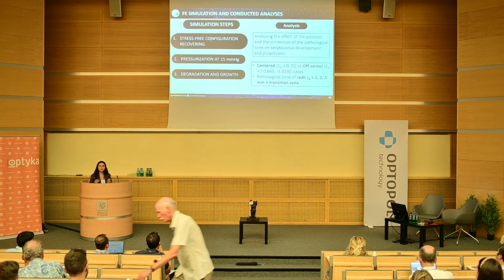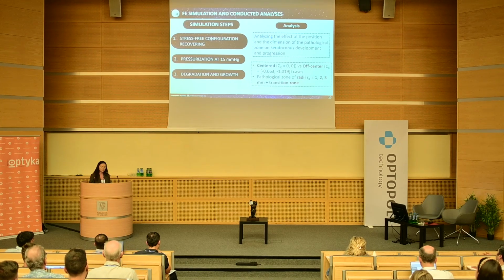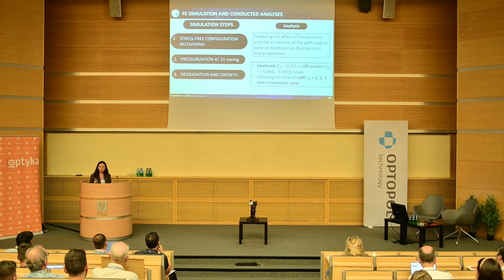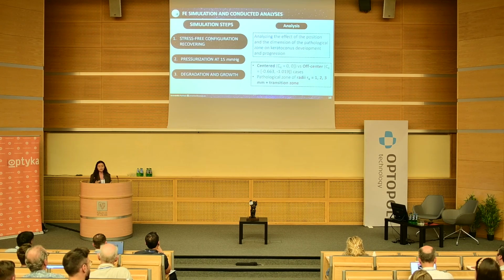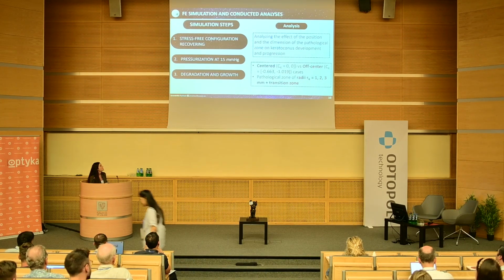We wanted to analyze the influence of the position and the dimension of the pathological zone on keratoconus development and progression. So we considered two scenarios, a centered pathological zone and an off-centered pathological zone, and also different dimensions of the degraded area, of radius 1, 2, and 3, plus the transition zone that is increasing throughout time until reaching double the value of the radius of the pathological zone.